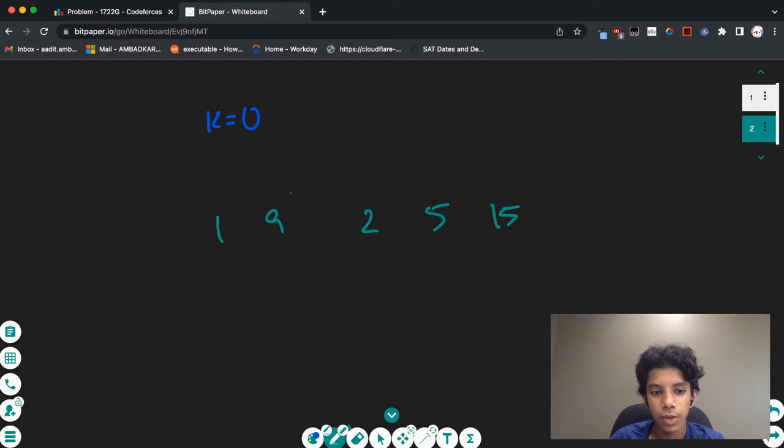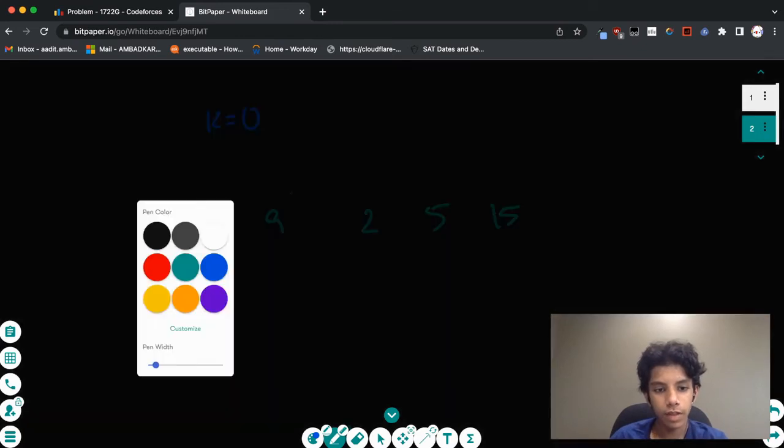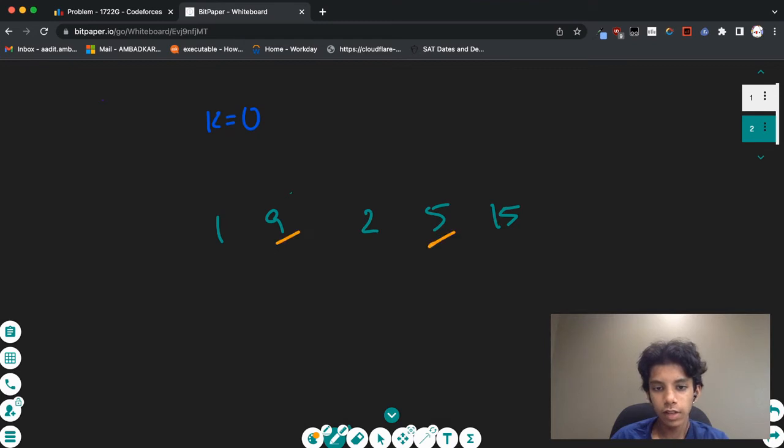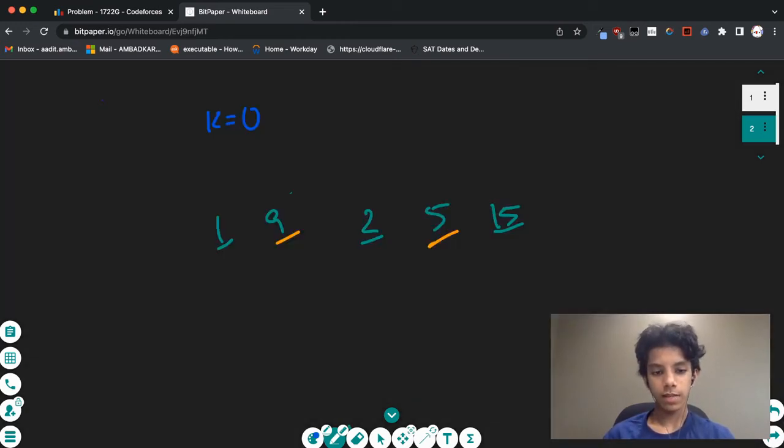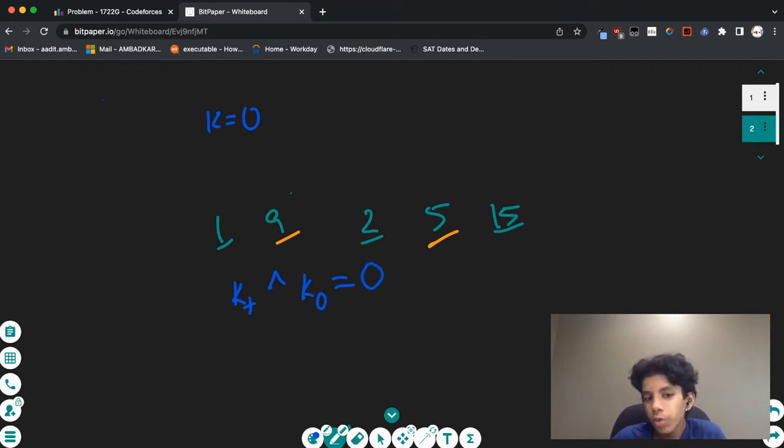But let's suppose that I consider these. I underline these here in orange, and I underline these in teal. So now I know that this k teal, as I'll call it, kt, XOR ko, for k orange, must equal k, since that's the XOR of all of them. But we know that k equals 0, so this must equal 0. But we wanted to find an array such that kt equals ko. Well, kt XOR ko equals 0 necessarily implies that kt equals ko.